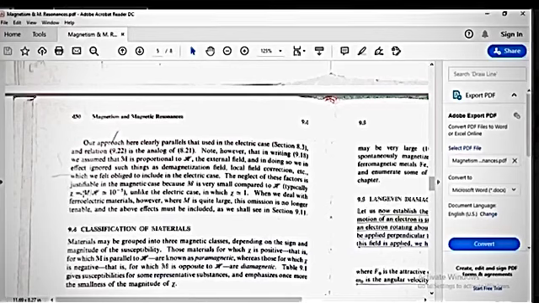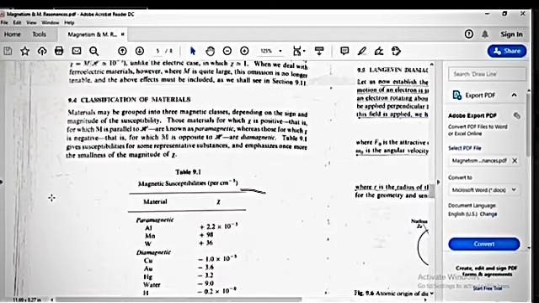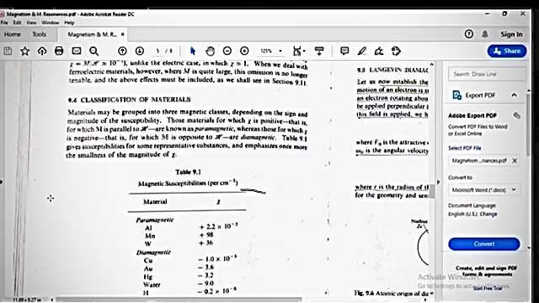Now you can have a look at table 9.5 here, which gives susceptibilities for some representative substances and emphasizes once more the smallness of the magnitude of chi. So here, for example, for aluminum, which is a paramagnetic material, chi is plus 2.2 into 10 to the power minus 5. That is, chi is positive, however its magnitude is very small.